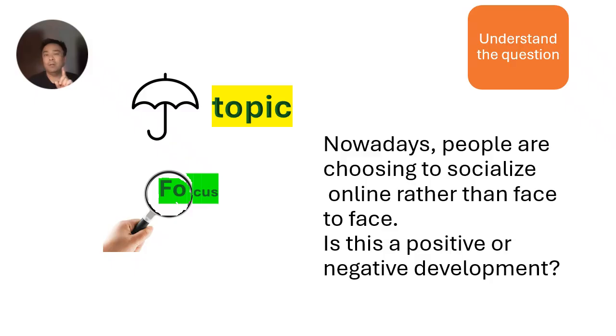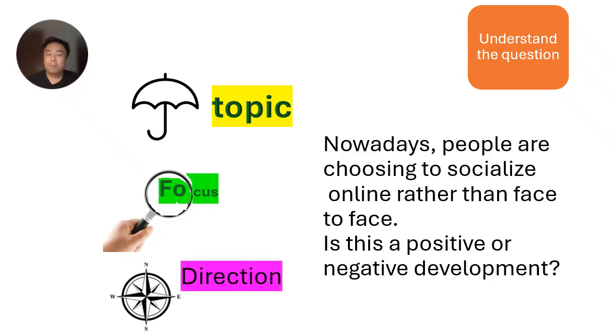Now, look at how this sentence is written. People are choosing to socialize online instead of face-to-face. So we're focusing on socializing online. And finally, the direction question keyword is it a positive or negative development? It sounds to me like I'm being given a choice, and I need to choose one, and then give my opinion about it.